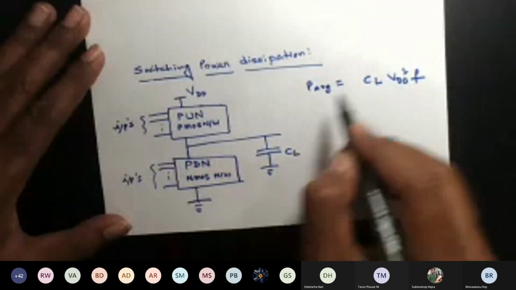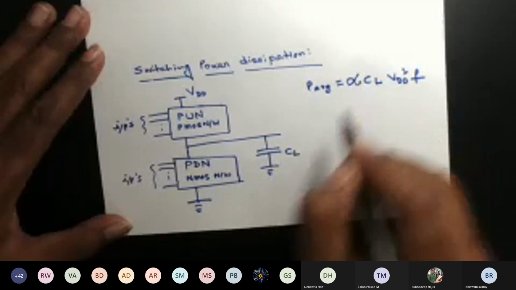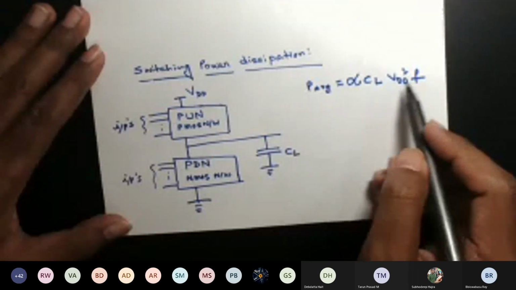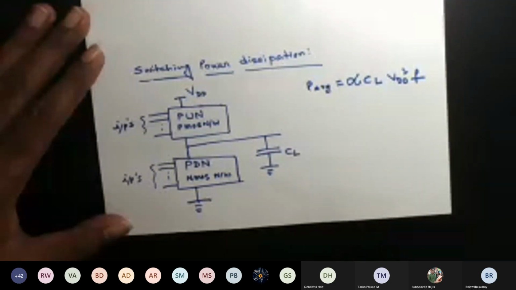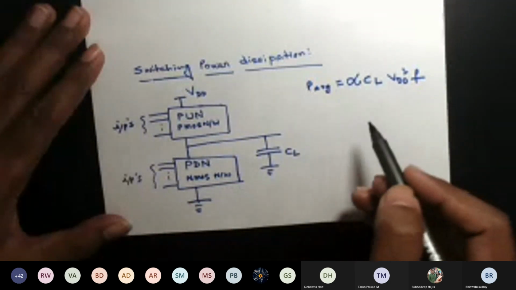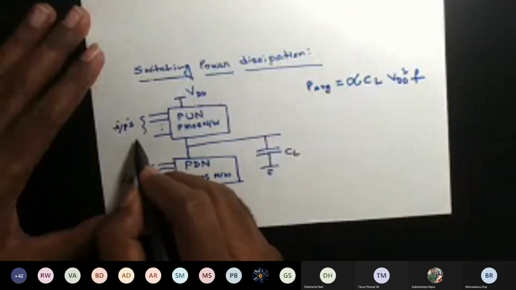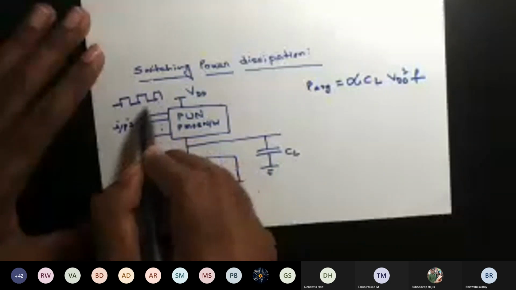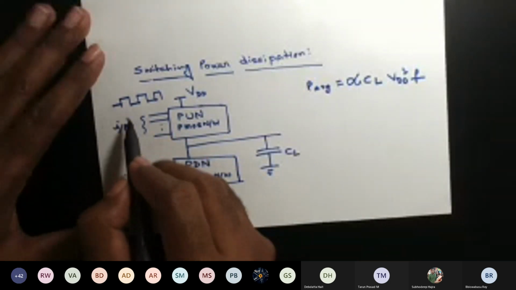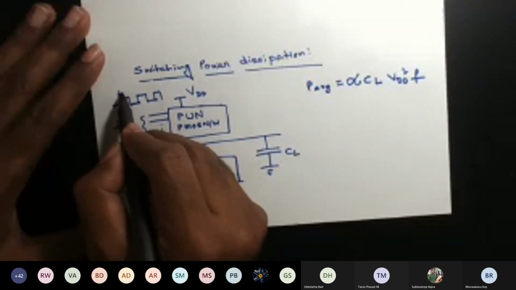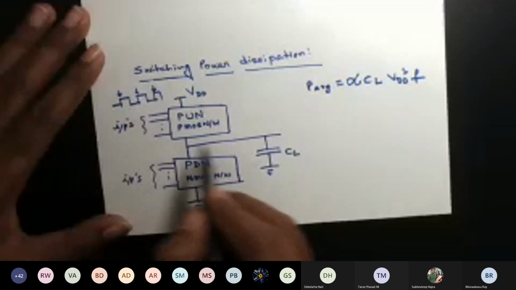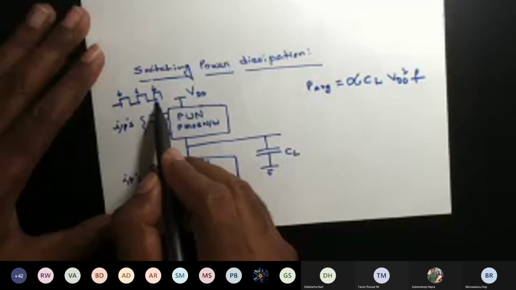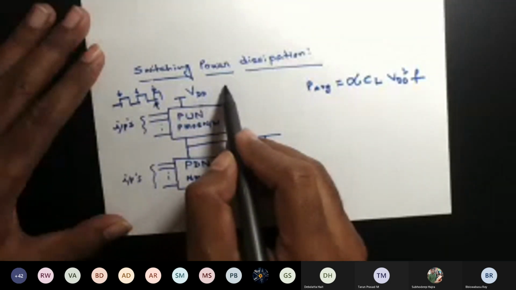If you can recall, we also introduced another term called alpha. This alpha is called the activity factor or the switching factor. Suppose one of the inputs is the clock. It does not mean that the output will change whenever that input is changing. Maybe the output changes only here, and then again after three, it is changing.